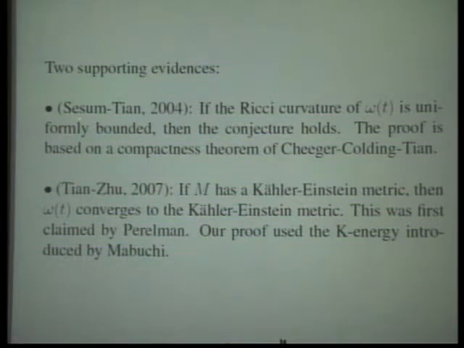So for example, if the Ricci curvature of omega t is uniformly bounded, then the conjecture holds. This is essentially based on a compactness theorem of Cheeger, Colding, and myself. More substantially, Zhu Xiaohua and I proved that if M has a Kähler-Einstein metric, then omega t converges to the Kähler-Einstein metric. For example, on S2, we know there's a spherical metric, so the convergence is true there. This was first claimed by Perelman, but I guess he had no time to write the proof, so we didn't have any idea how he proved it.